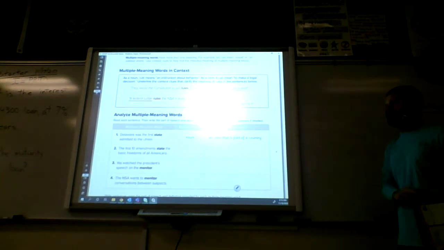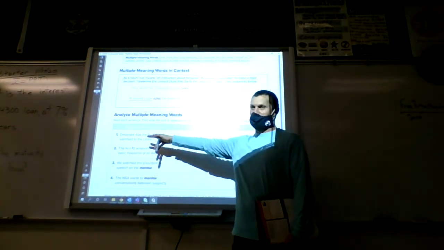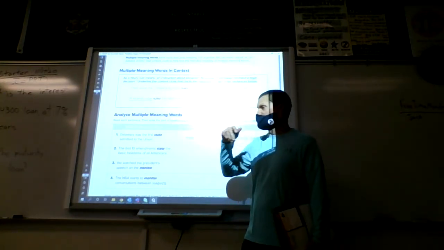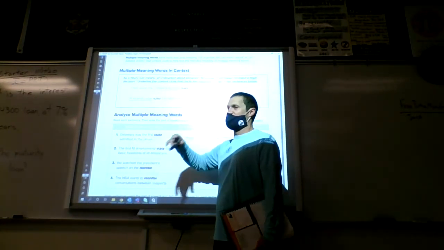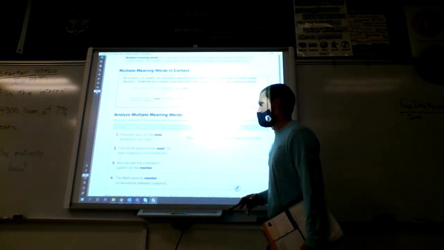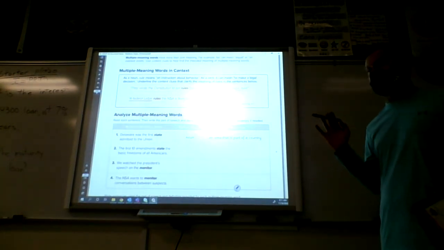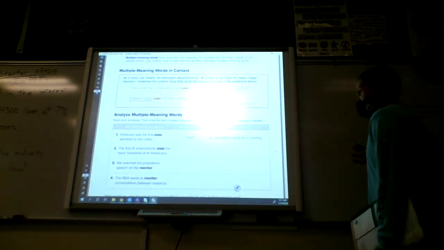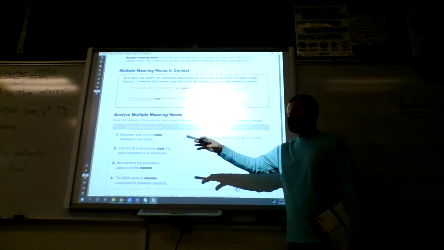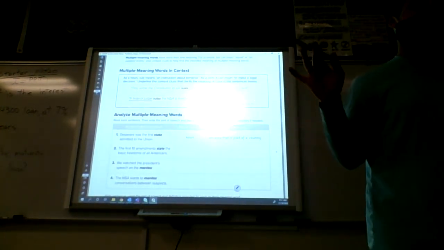Look at number 1. I'll model this. I'm going to read it out loud. When I get to the bold word, I want you to say it out loud with me. Delaware was the first state admitted to the Union. In this case, state is a place or thing, so it'd be a noun. And we know that a state is an area that's part of a country. So in America, we have how many states?